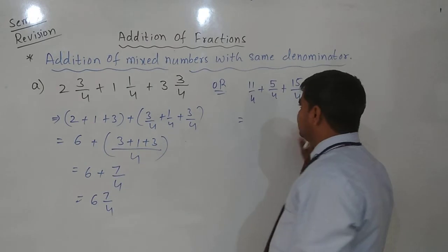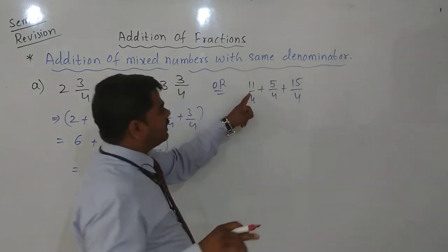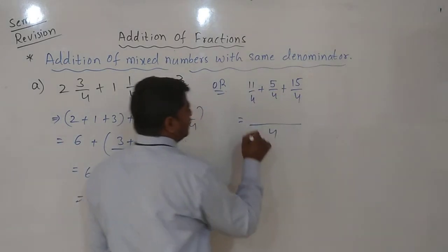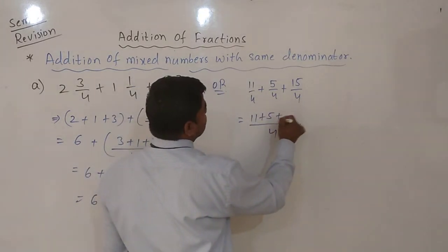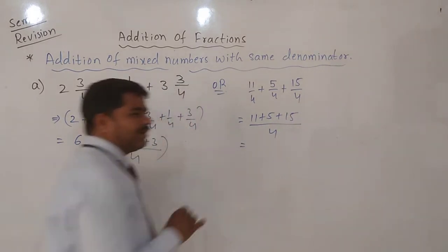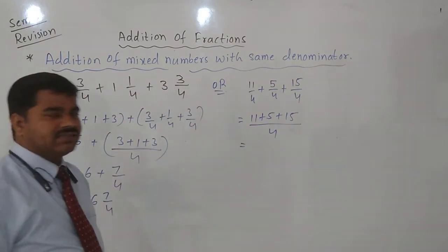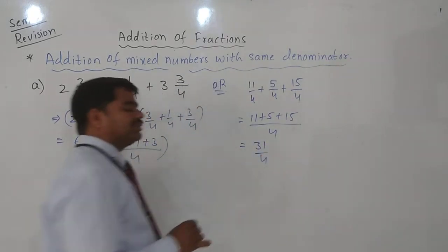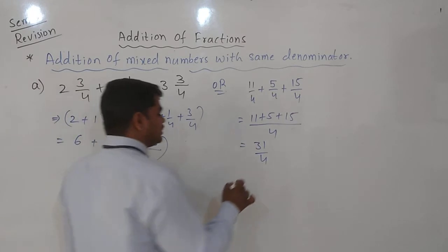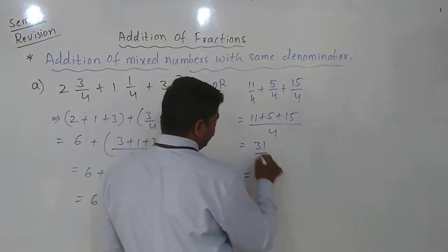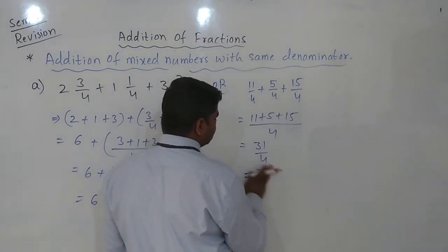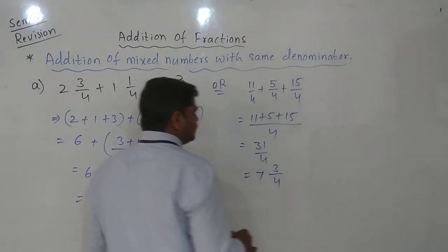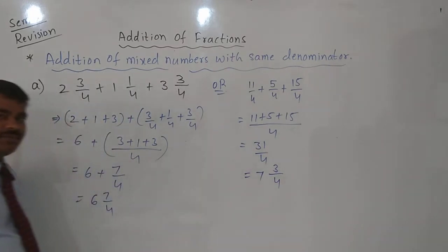These are improper. Why? Because the denominator is smaller than the numerator. Now we can take the common denominator 4, then 11 plus 5 plus 15. 11 plus 5 is 16, 16 plus 15 is 31. 31 by 4. Reduce it to the lowest term. 4 eights are 32, but here 32 is bigger. 4 sevens are 28. So 7 integer 3 by 4.